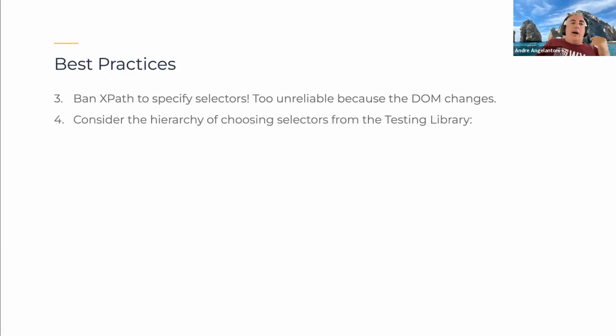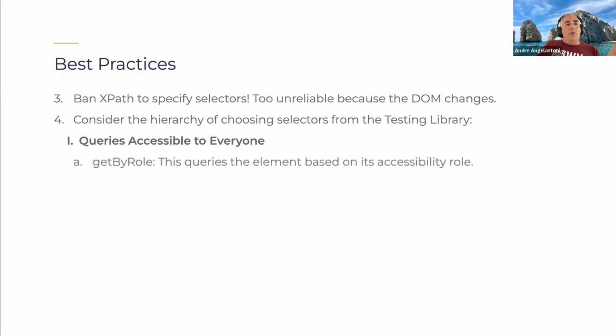So you could consider the hierarchy of choosing selectors from the testing library. The testing library is an open source library that's useful. It's written in a bunch of different languages. And if you go to their documentation, here's what they recommend. Now these are specific to the testing library, so you have to either create your own function that mimics the testing library, or you have to use the testing library to get access to this.